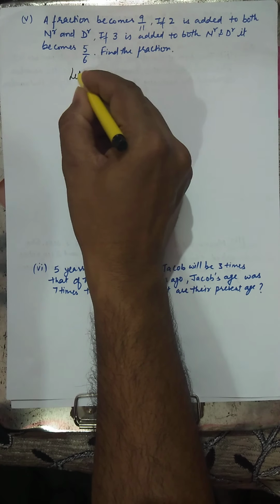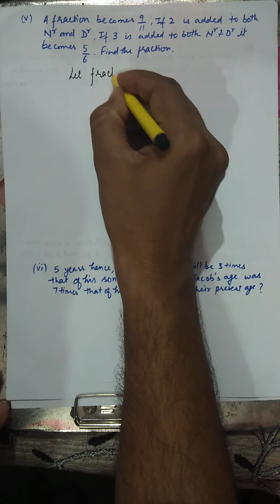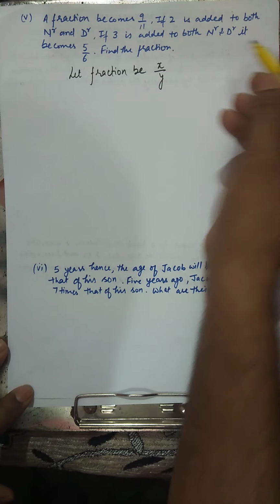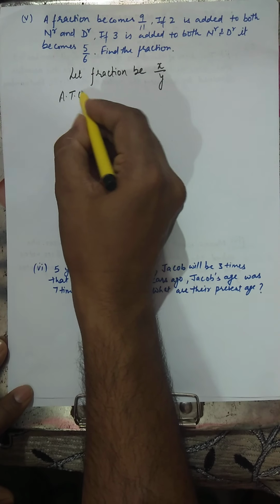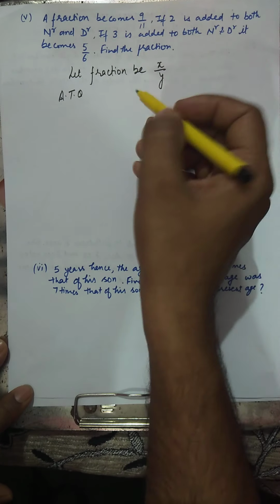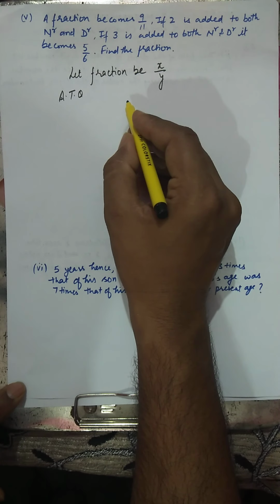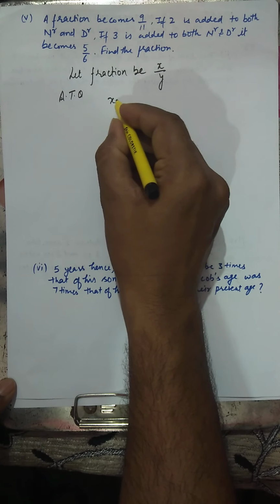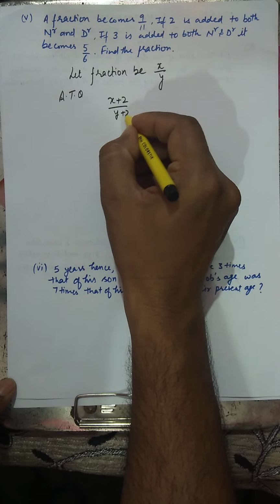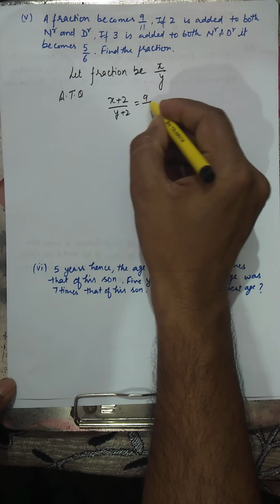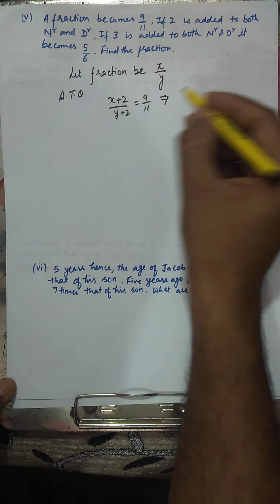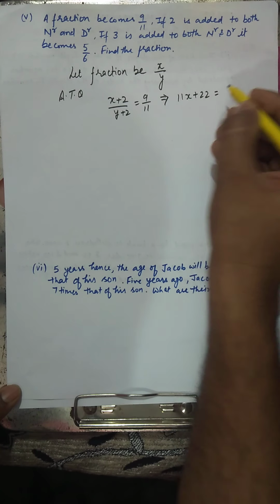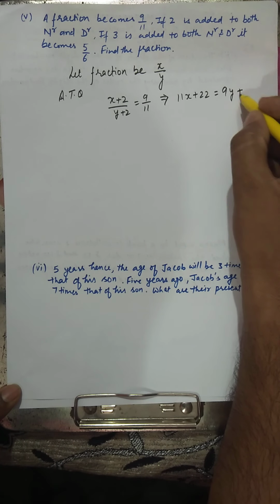So let the fraction be x upon y. So according to the question, the first condition is that this fraction becomes 9 by 11 if you add 2 to both numerator and denominator. It means x plus 2 upon y plus 2, then this fraction will become 9 by 11. Now you do simplification, do the cross multiplication. So this is 11x plus 22 and this will become 9y plus 18.